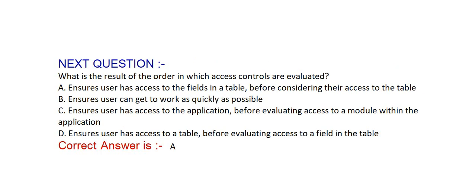Next question is, what is the result of the order in which access controls are evaluated? Option A, ensures user has access to the field in a table before considering their access to the table. Option B, ensures user can get to work as quickly as possible. Option C, ensures user has access to the application before evaluating access to a module within the application. Option D, ensures user has access to a table before evaluating access to a field in the table. Correct answer is option A, ensures users have access to the fields in a table before considering their access to the table.